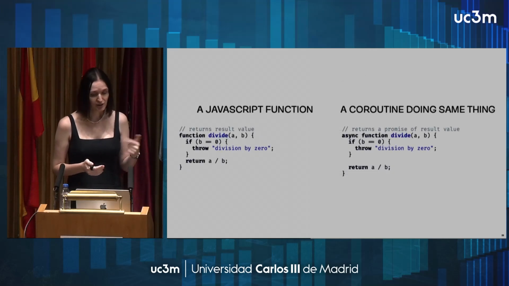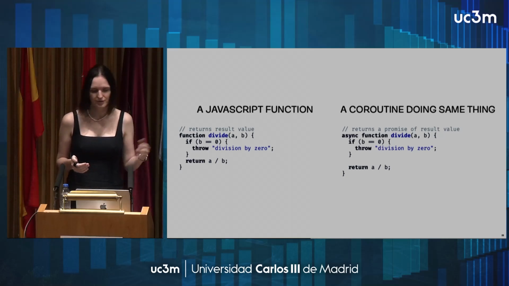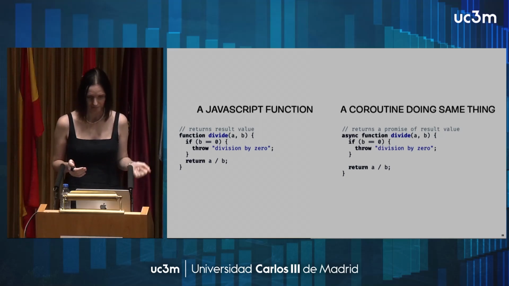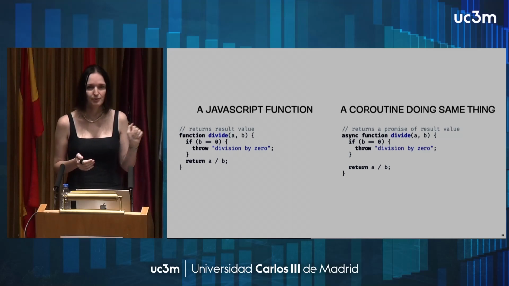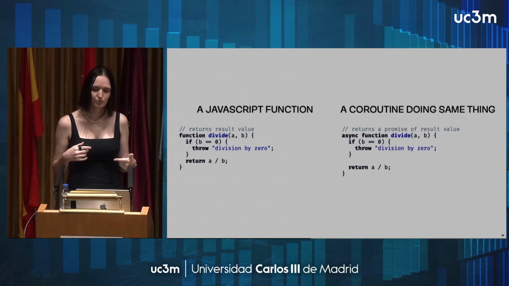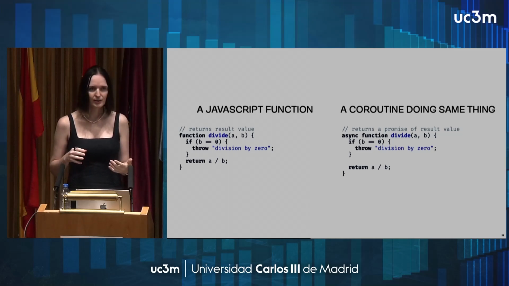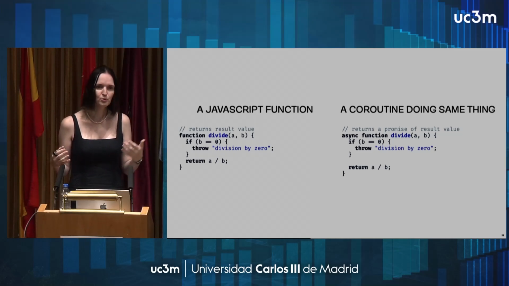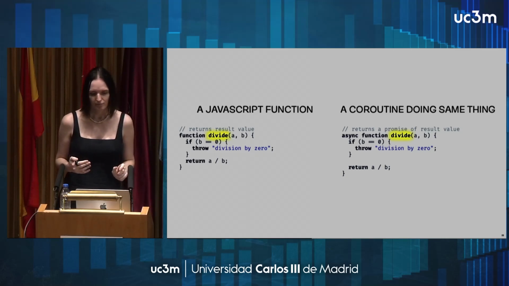So in JavaScript, a function looks like this. Function divide A by B, check if it's divided by 0. An asynchronous function looks the same, but there is an async keyword in front of it. Because in JavaScript, coroutines are implemented as a transformation on a function, which will, instead of returning your original value, return a promise that some value will be returned later. And the async keyword does that.